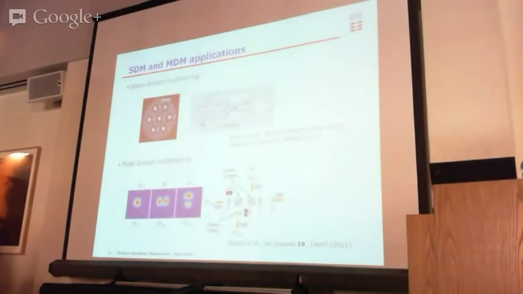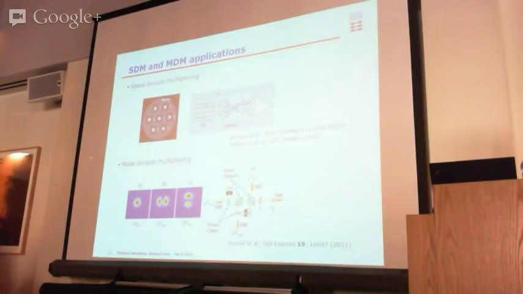And we are also investigating application for space division multiplexing and multi-division multiplexing. So in order to further increase the transmission band throughput, people are trying to consider use multi-core fiber, and then we are trying to make a laser source for these applications.